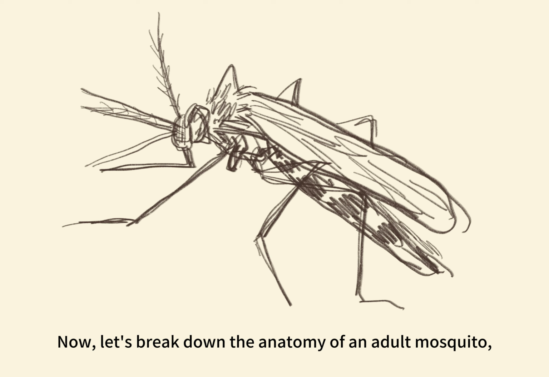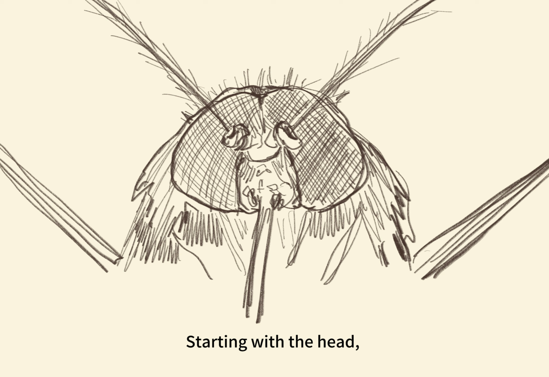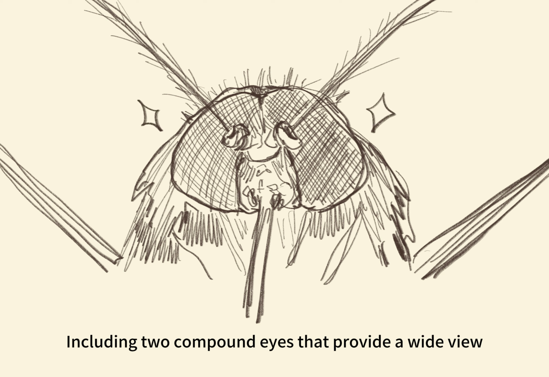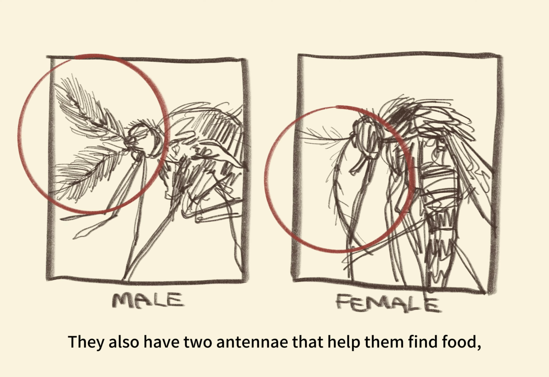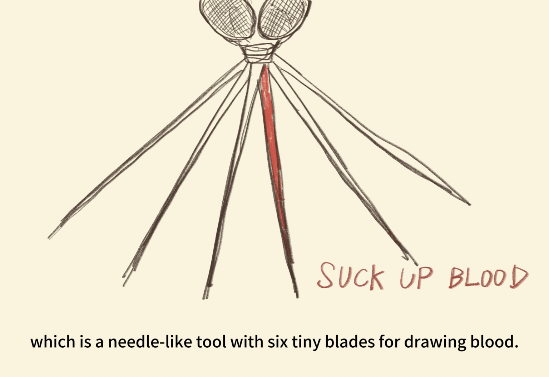Now, let's break down the anatomy of an adult mosquito, which has three main body parts: the head, thorax, and abdomen. Starting with the head, where their brains and sensory organs are located, including two compound eyes that provide a wide view and light-sensitive spots for detecting motion. They also have two antennae that help them find food, and females have a special proboscis, which is a needle-like tool with 6 tiny blades for drawing blood.